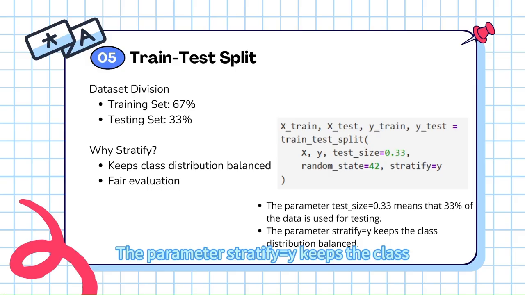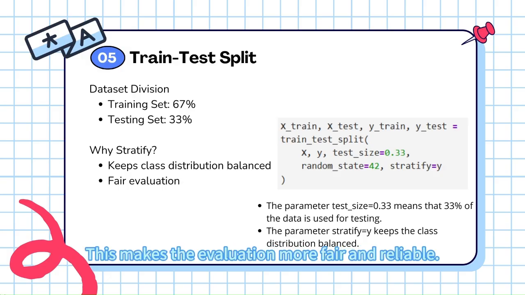The parameter stratify keeps the class distribution balanced in both the training set and the testing set. This makes the evaluation more fair and reliable.